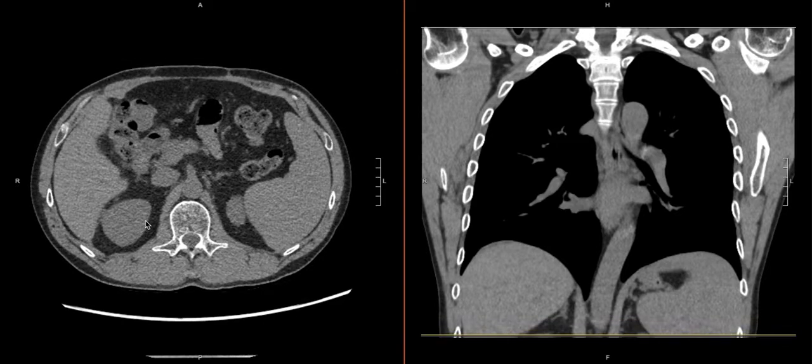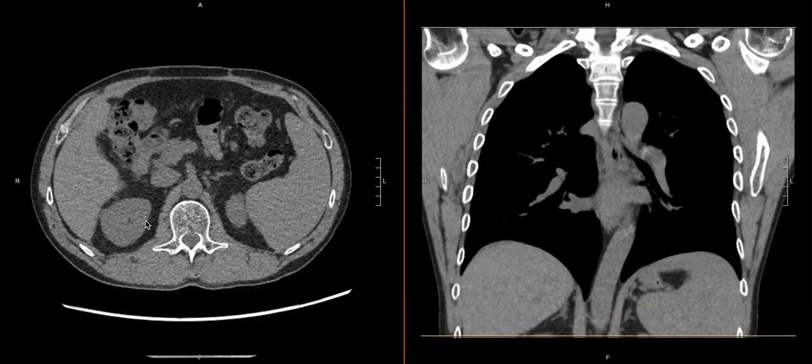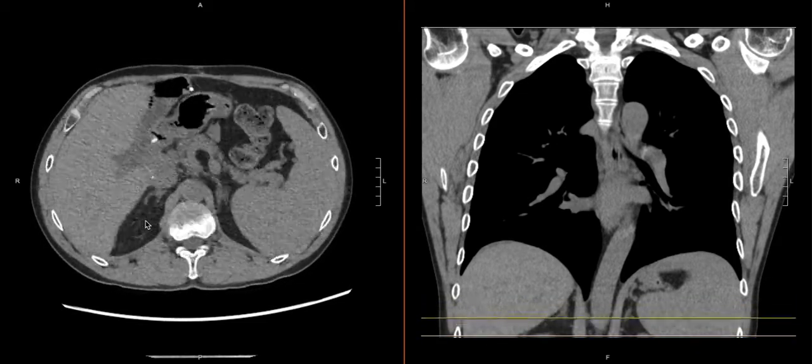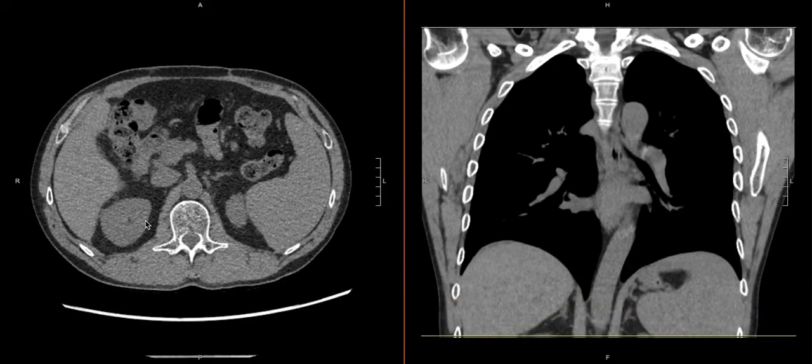So this has been us scanning through all the way from the top of the mediastinum to the upper abdomen, looking at the solid organs and trying to make sure we don't miss anything that's relevant on this part of our search pattern.